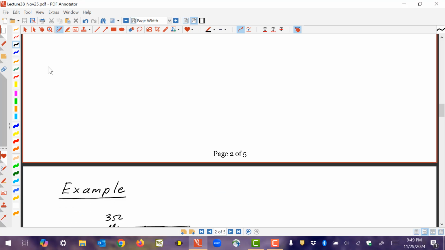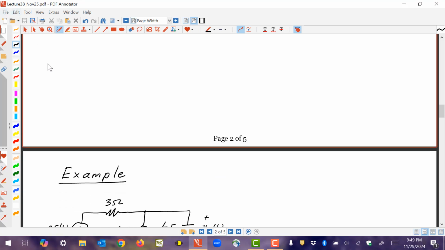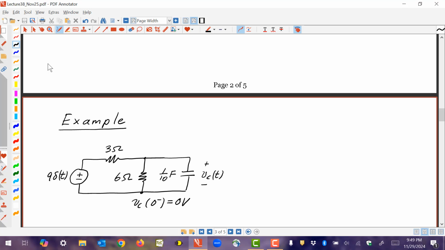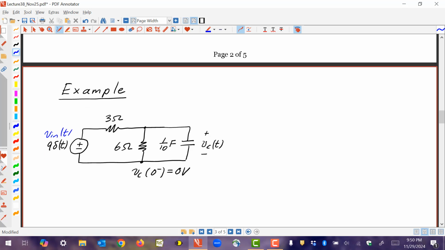I put a little example here. So this is just like a similar circuit, but not exactly the same. But the point is that the input here is an impulse. So the input here is 9 delta t. So now we know what that 9 is. In this case, a voltage source.